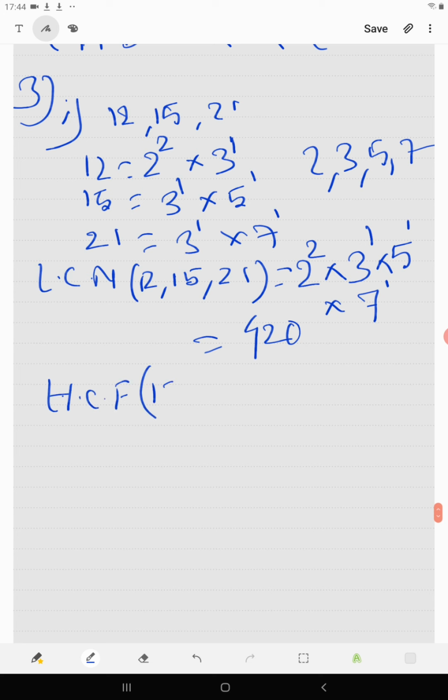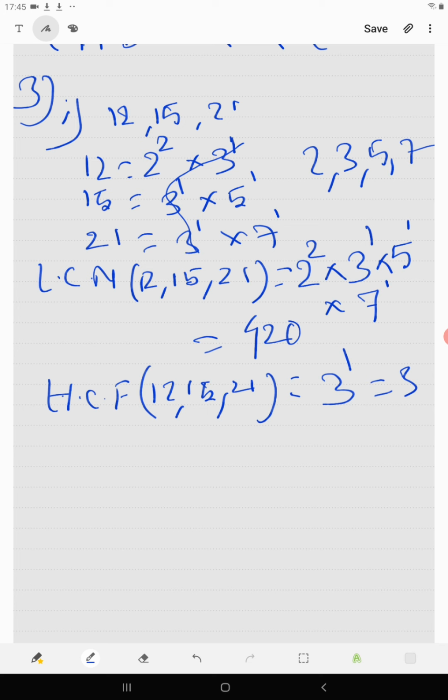Okay, then comes HCF. So HCF of 12, 15, 21. What is the common between all 3? That is 3. Only 3 is common over here. You can see over here. And what is the smallest power of 3? That is 1. So HCF will be 3 to the power 1, that is 3.